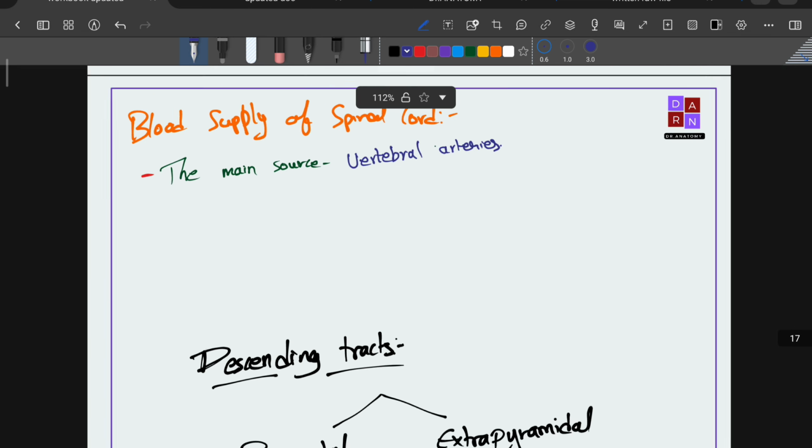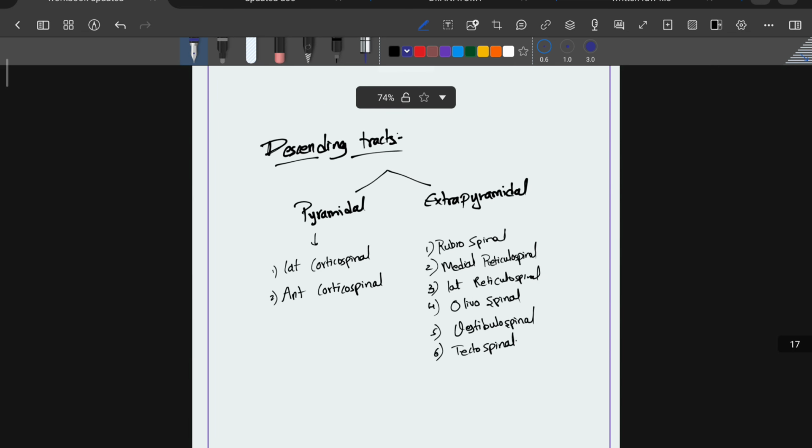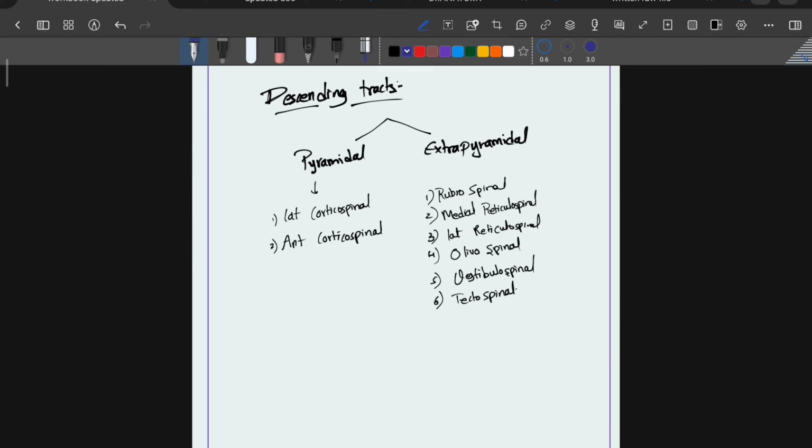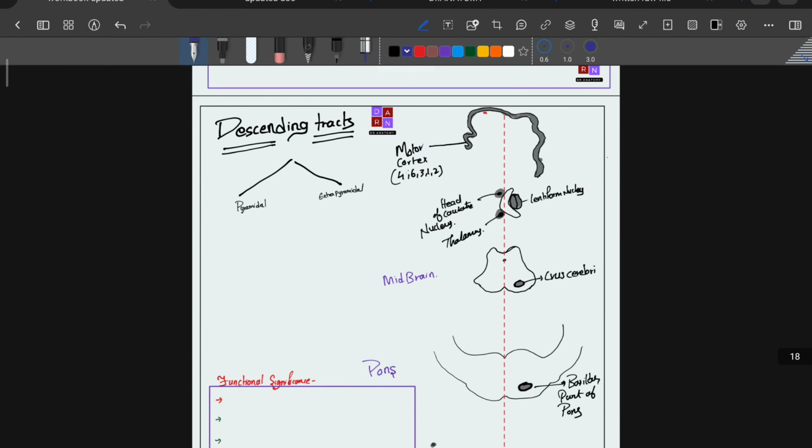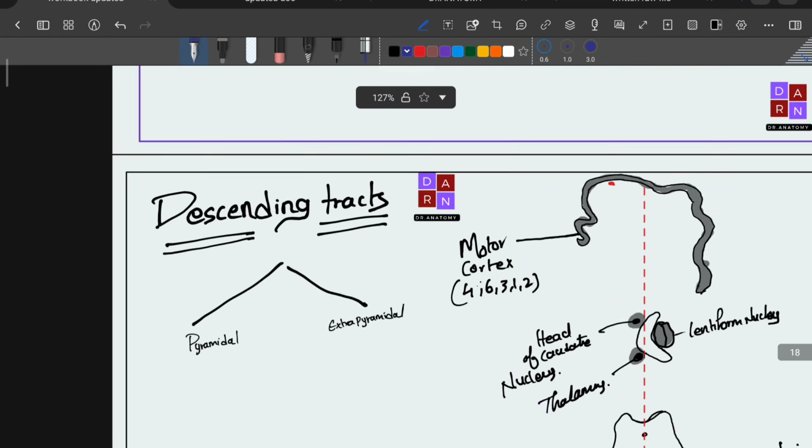Okay. So next we are discussing descending tracts. We have just finished our ascending tracts. Now we are going to discuss the descending tracts. These are motor tracts. So descending tracts are pyramidal and extrapyramidal.